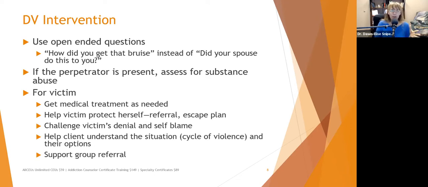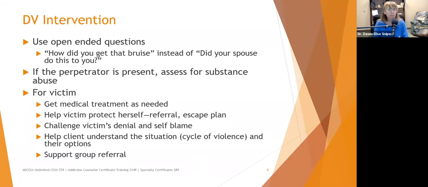Now, in domestic violence situations, the perpetrator may not let the victim be interviewed independently, and your agency may or may not have policies that help you with that. But it is important to recognize that if the perpetrator is in the session, the victim may be choosing their words very carefully in order to avoid triggering the perpetrator. So what do we want to do for the victim?